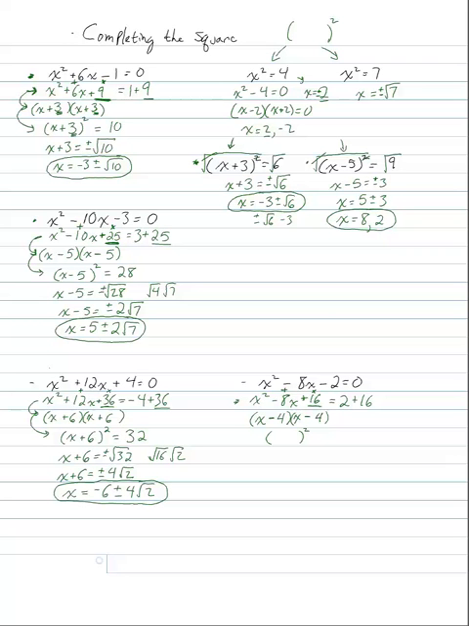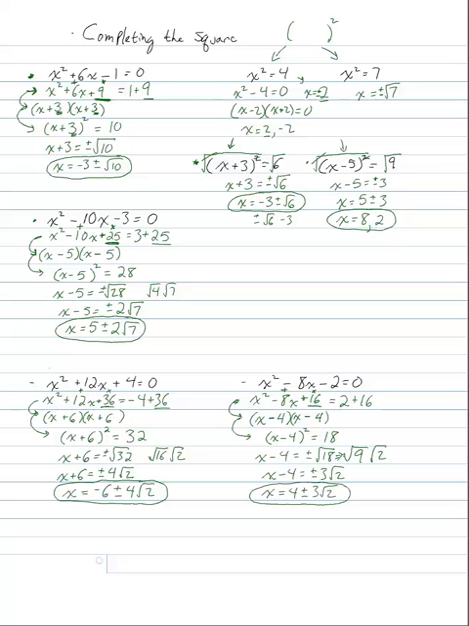So I'm going to check. x squared minus 8x plus 16, that does factor to x minus 4, so I can rewrite it as x minus 4, whole thing squared. On the right side, 2 plus 16 is 18. So I'll get x minus 4, take the square root of both sides, plus or minus square root of 18, which is the square root of 9 times the square root of 2. So I'm going to get x minus 4 equals plus or minus 3 square root of 2. And add my 4 over. x equals 4 plus or minus 3 square root of 2.